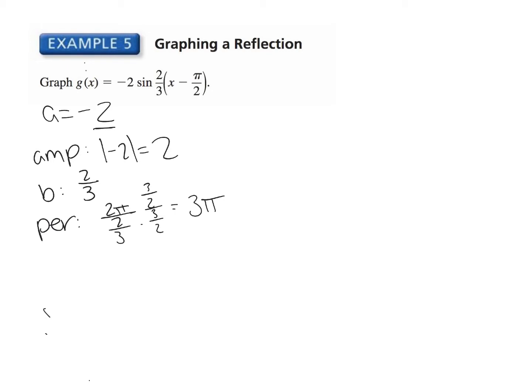And then we have an H value, a phase shift of pi over 2 units. It's positive, and so it's going to be to the right. You don't need to write that. You just need to write pi over 2.